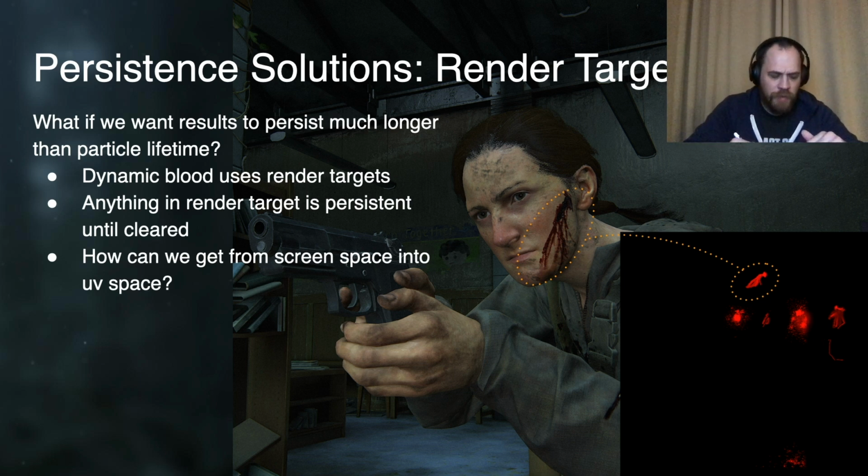So the problem is, okay, we can spawn particles on the surface. The question is, if you're on a character, how do you transfer from the world space position, where this particle just lives on the surface, into the UV space? What can we do to get that? But that's the trick, right?